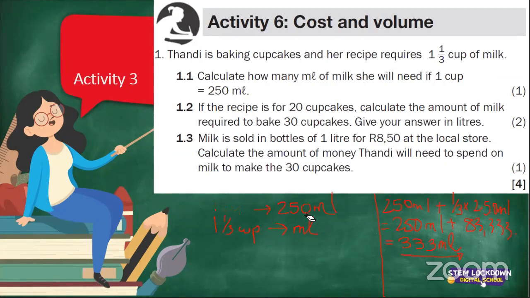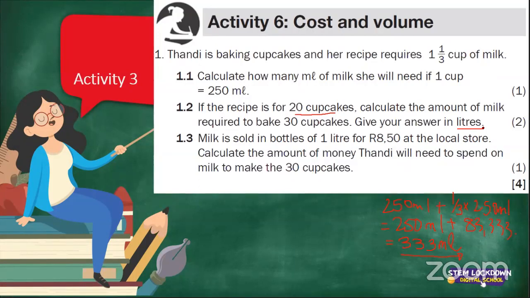Let me erase this. For number 2, (1.2) says if the recipe is for 20 cupcakes, right? So this recipe gives you 20 cupcakes. Calculate the amount of milk required to bake 30. Now I need to know how much milk you need for 30 cupcakes. Give your answer in liters, right? So my answer must be in liters.